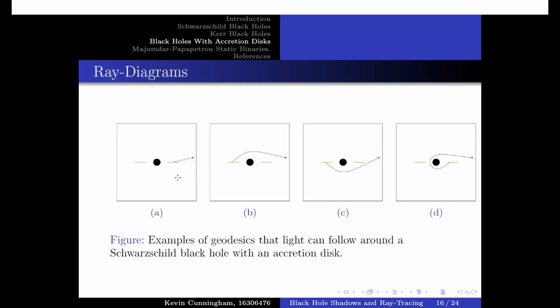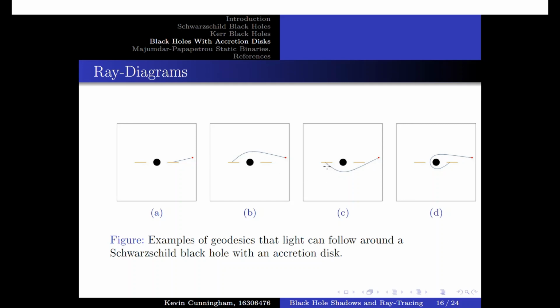Here we have a few ray diagrams for a Schwarzschild black hole with an accretion disk. In the first image, we can see that the light travels in almost a straight line, which makes sense since the light isn't traveling close enough to the black hole to be significantly deflected. In the second image, we can see the light from the top of the back of the accretion disk will be deflected towards our observer. So we would expect to see an image of the accretion disk someplace here.